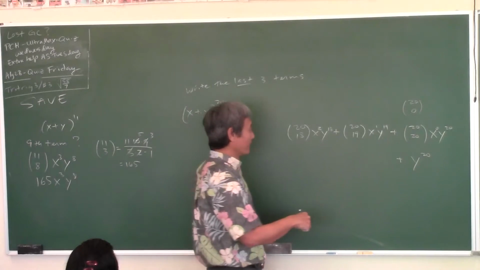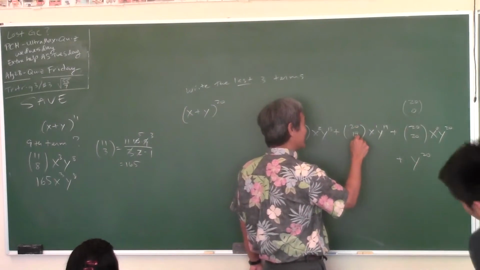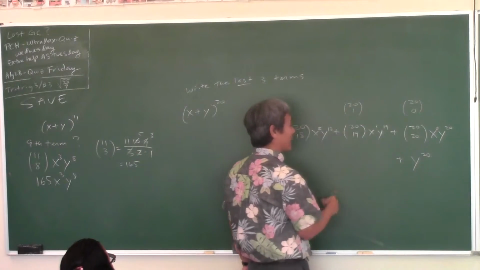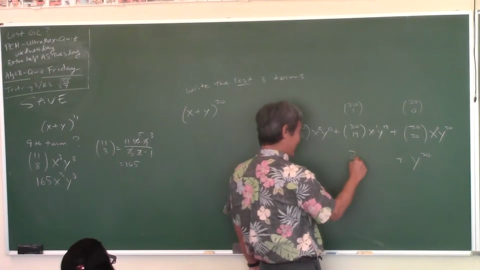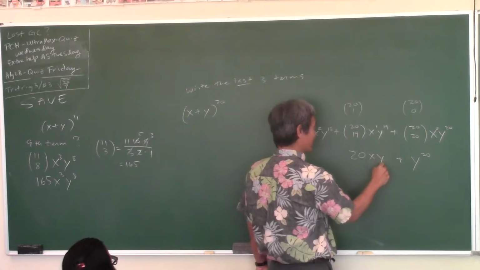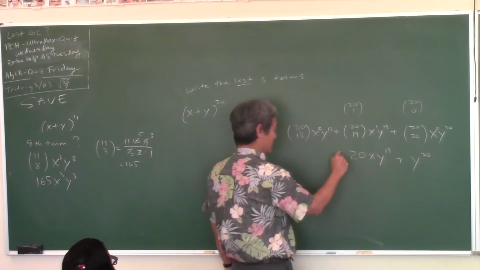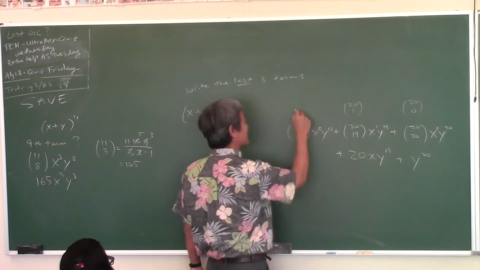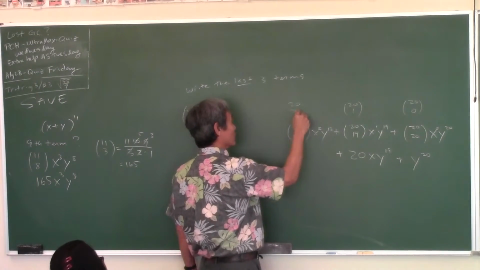20 choose 19 is the same thing as 20 choose 1. But what did we just learn? Anything choose 1 is anything. X to the first, y to the 19. Don't write x to the first now, just write x. Okay, now 20 choose 18 is the same thing as 20 choose 2.